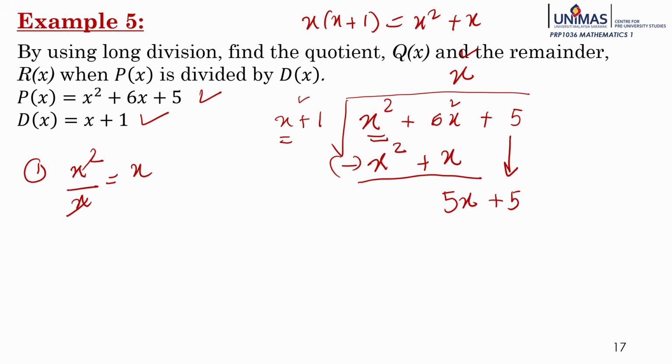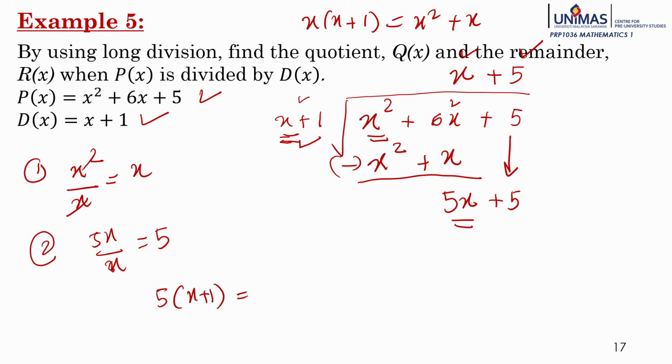And then we repeat again, 5x divided by x. So we have 5x divided by x, we have 5. That means positive 5, so plus 5. So 5 here times x plus 1. So 5 times x plus 1, we get 5x plus 5. So we put here 5x plus 5. And then subtract. When we subtract, we get the answer 0. So that means q(x) is here, x plus 5, and this one is r(x).